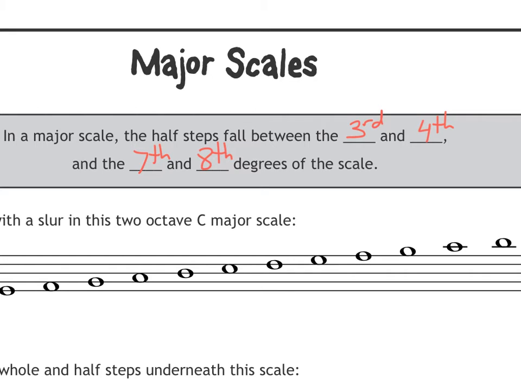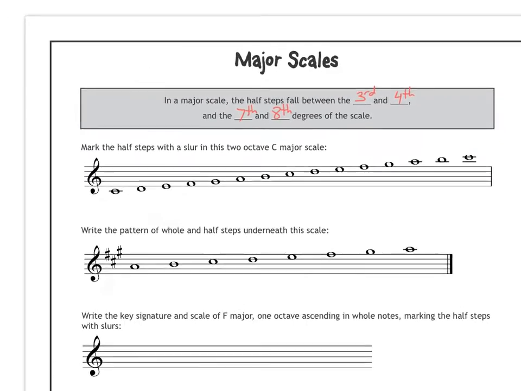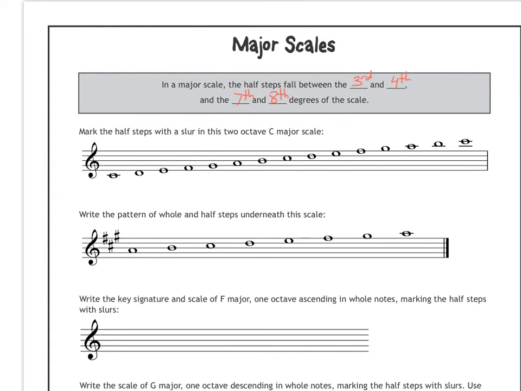So no matter what scale you're in, no matter what key you are in, if you are in a major scale, the half steps fall between notes 3 and 4, notes 7 and 8. Use that knowledge and use your knowledge of the key signatures, your circle of fifths from the previous lesson to finish this worksheet. It really is just knowing where the half steps are, knowing what your key signatures are so you know which notes should be sharp, which notes should be flat, if any of them.